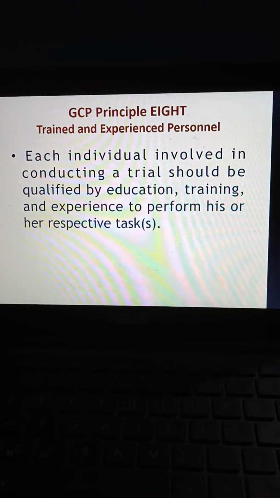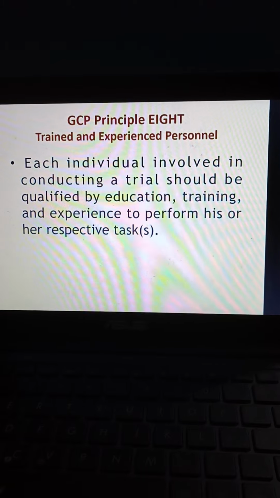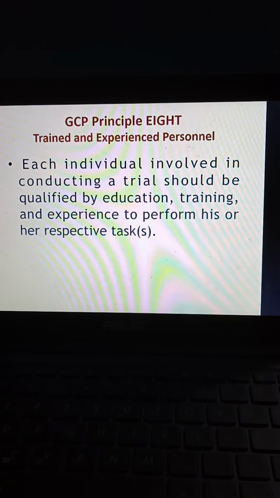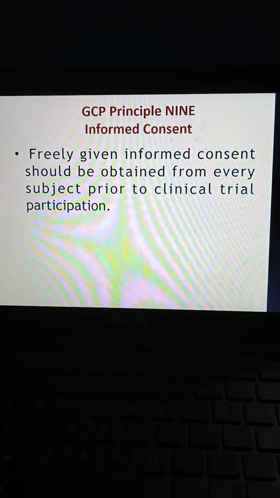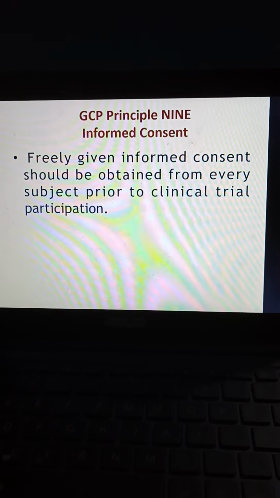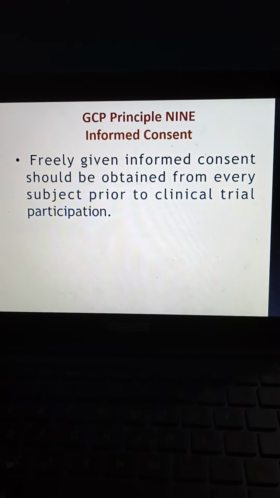Then GCP Principle 8: Trained and experienced personnel. Each individual involved in conducting a trial should be qualified by education, training and experience to perform his or her respective tasks. Then GCP Principle 9: Informed consent. Freely given informed consent should be obtained from every subject prior to clinical trial participation.